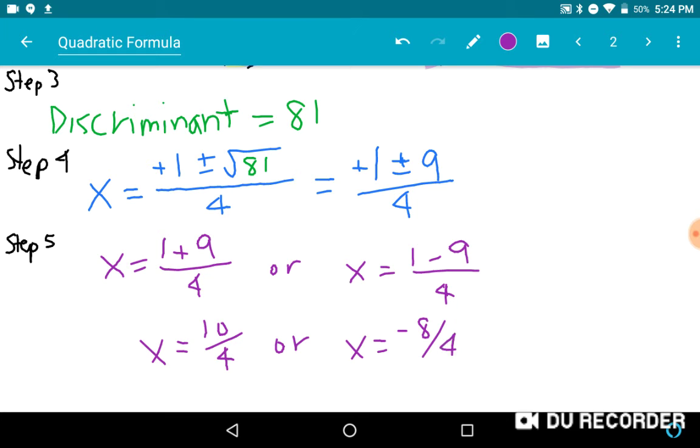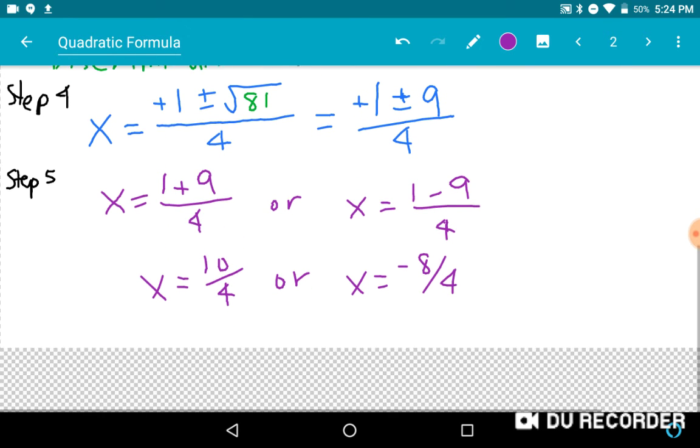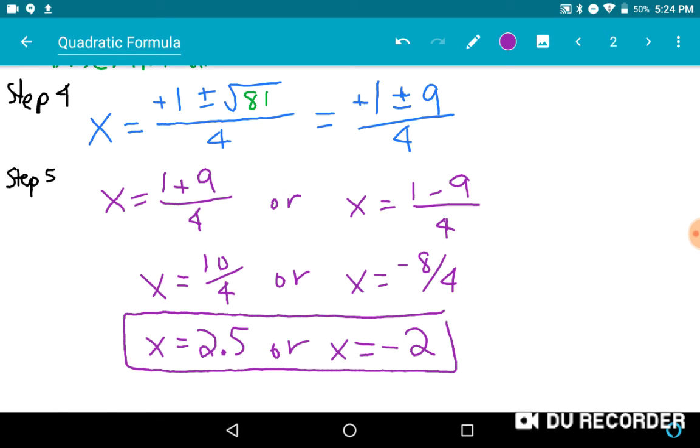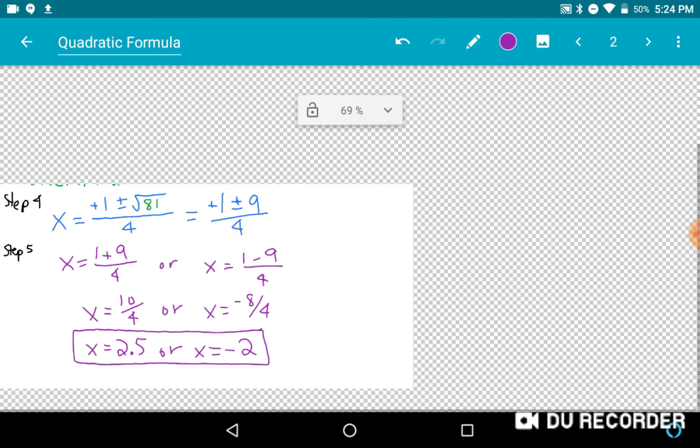And I'm still thinking that those should be simplified because these are rational numbers that are going to easily be able to be written as fractions or decimals. So either x is 2.5, 10 divided by 4, or x is -2. Those are two different answers. Those are the roots of this equation. Those are the solutions to the overall equation from example 2.